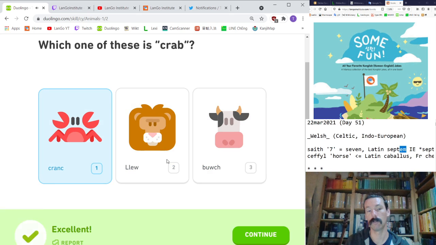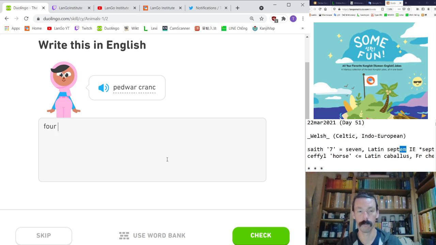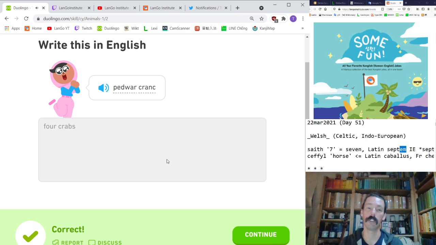Buwch. Llew. Pedwar granc. Pedwar granc. Sounds mutated. Pedwar means 4 crabs. And note that the noun in these cases is not marked plural. It's really not needed logically.